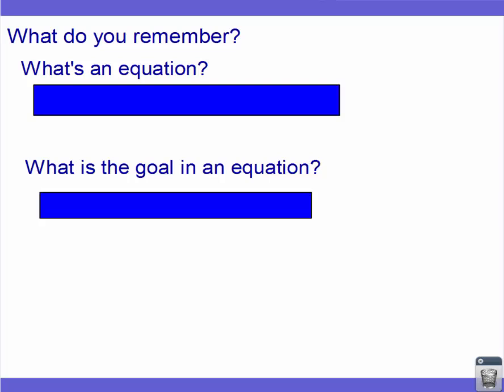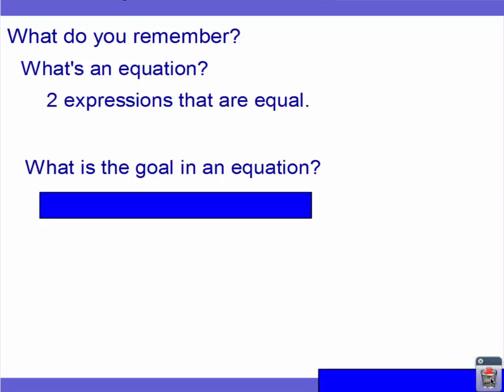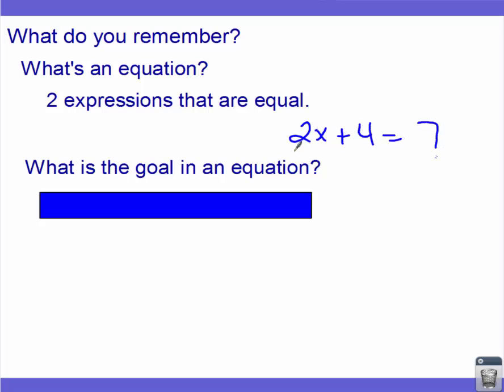First off, we need to remember what an equation is. Right? An equation is nothing but two expressions that are equal to each other. So we have one side that is equal to another side, like 2x plus 4 equals 7. This is one expression. This is another expression, and I know that they are both equal. And that's what an equation is.